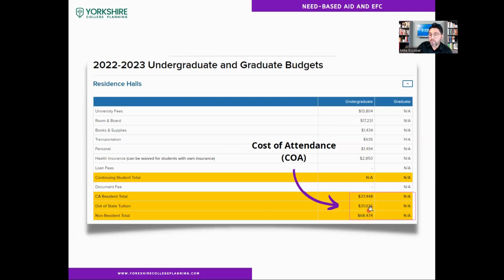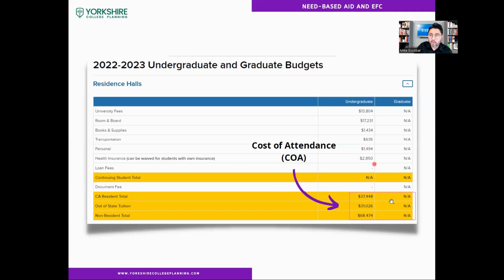Well, out-of-state residents pay an additional $31,026 because that's their out-of-state tuition. And the fees break down up here. So, university fees, almost $14,000, room and board, $17,000, books and supplies, about $1,500, transportation, about $600, personal expenses, about $1,500, health insurance, about $3,000. And then loan fees here aren't even a part of the cost of attendance. So you're going to have to also budget some of that in. Well, that's after the fact, after you take out the loans and things like that.